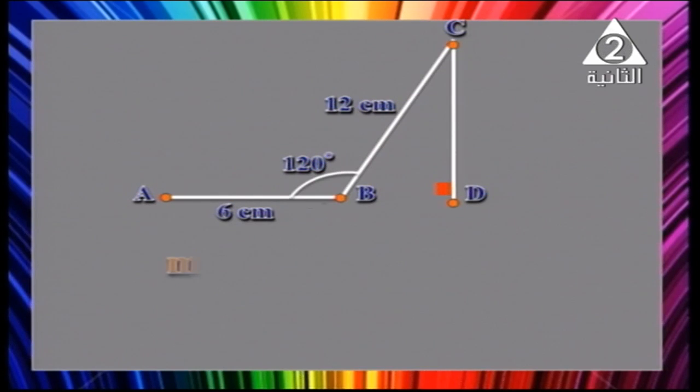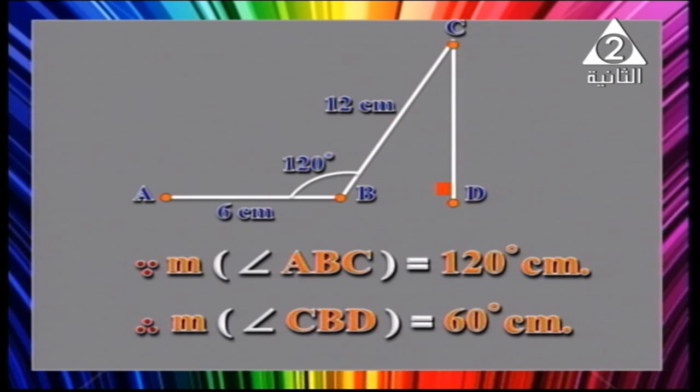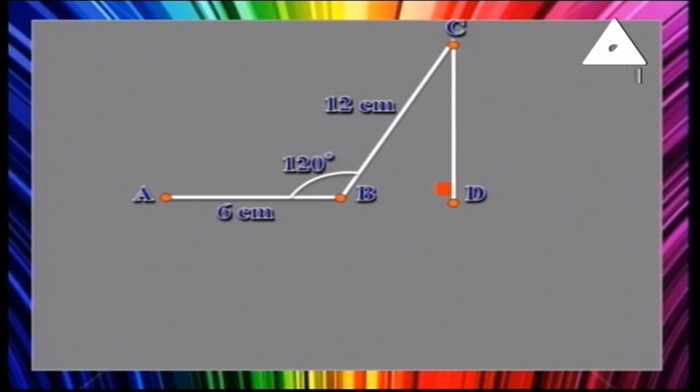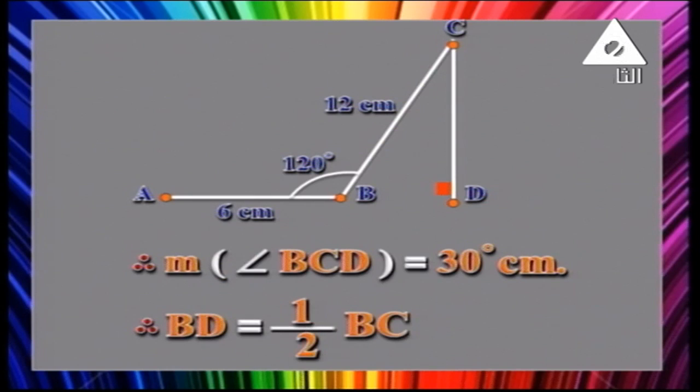We have measure of angle CBD equals 60. Why? Because measure of angle ABC is 120, then measure of angle CBD is 180 minus 120 equals 60 degrees. Measure of angle BCD equals 30 degrees. Also, BD equals half BC equals 6 centimeters.